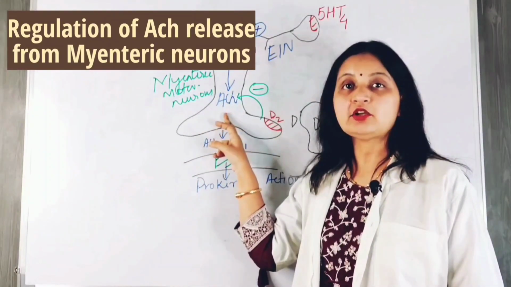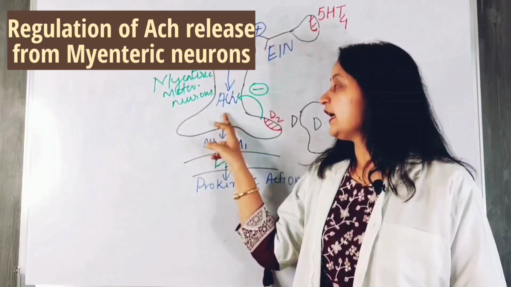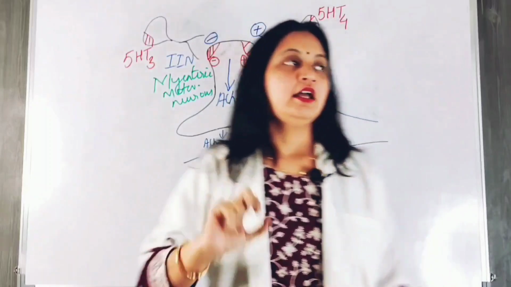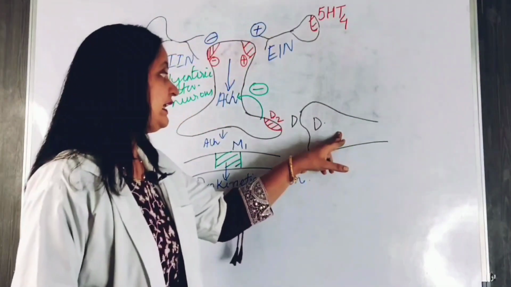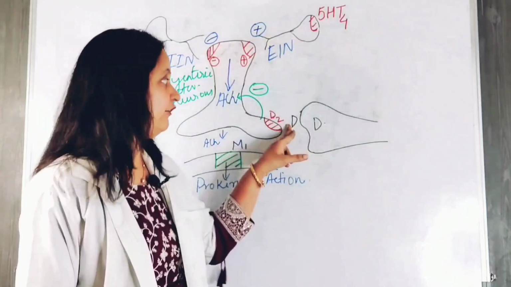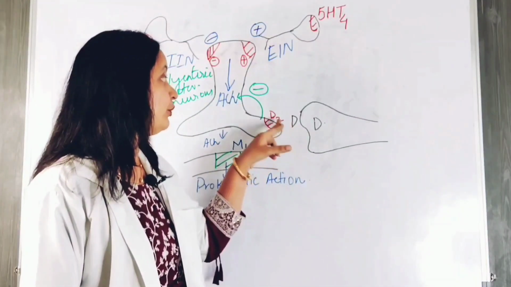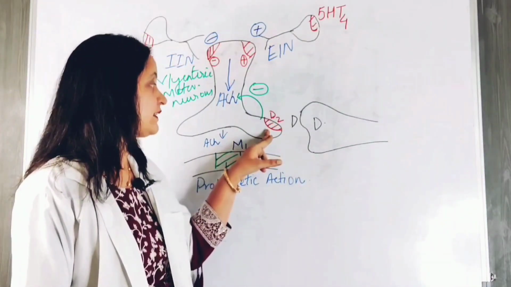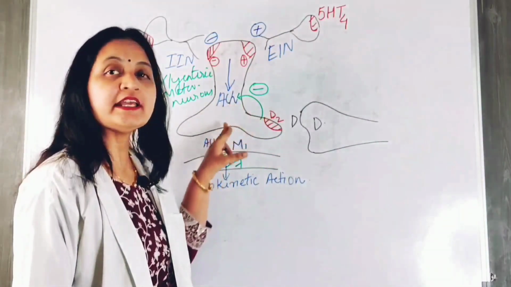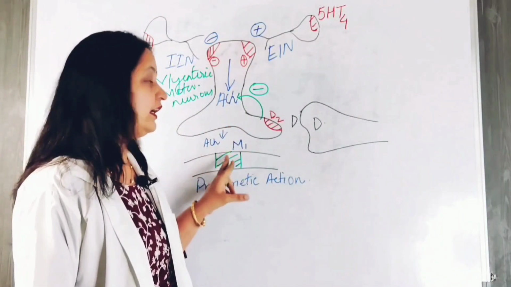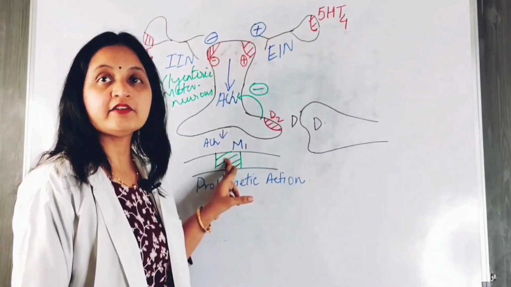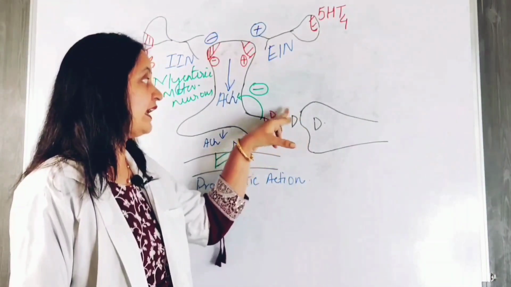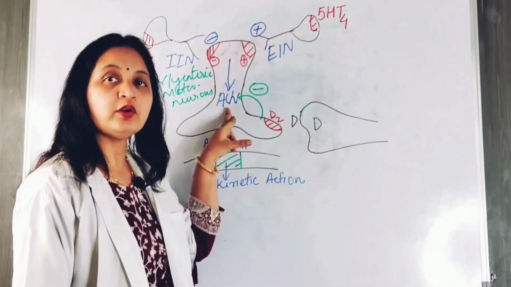Now the release of acetylcholine from the myenteric nerve plexus is controlled or regulated by the dopaminergic neurons. The dopaminergic neurons release dopamine into the synaptic cleft, and the dopamine in turn stimulates the D2 receptors that are present in the myenteric neuronal plexus, which in turn inhibits the release of acetylcholine, which in turn inhibits the gastric motility and decreases the prokinetic action. So the dopamine release has an inhibitory control over acetylcholine.